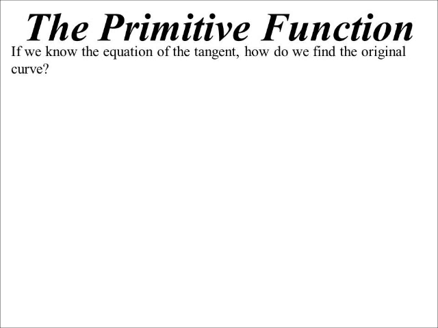The last thing we're going to look at in this particular topic is the primitive function. Now, with our calculus, we've been starting with an equation of a curve and finding the slope of a tangent and then the equation of the tangent. So the question then comes is, what if we've got the opposite question? What if we know the equation of the tangent, we just don't know the equation of the original curve? So we've got to go back the other way. So we're going back to the starting point, hence the name primitive function. Primitive means going back to the start.